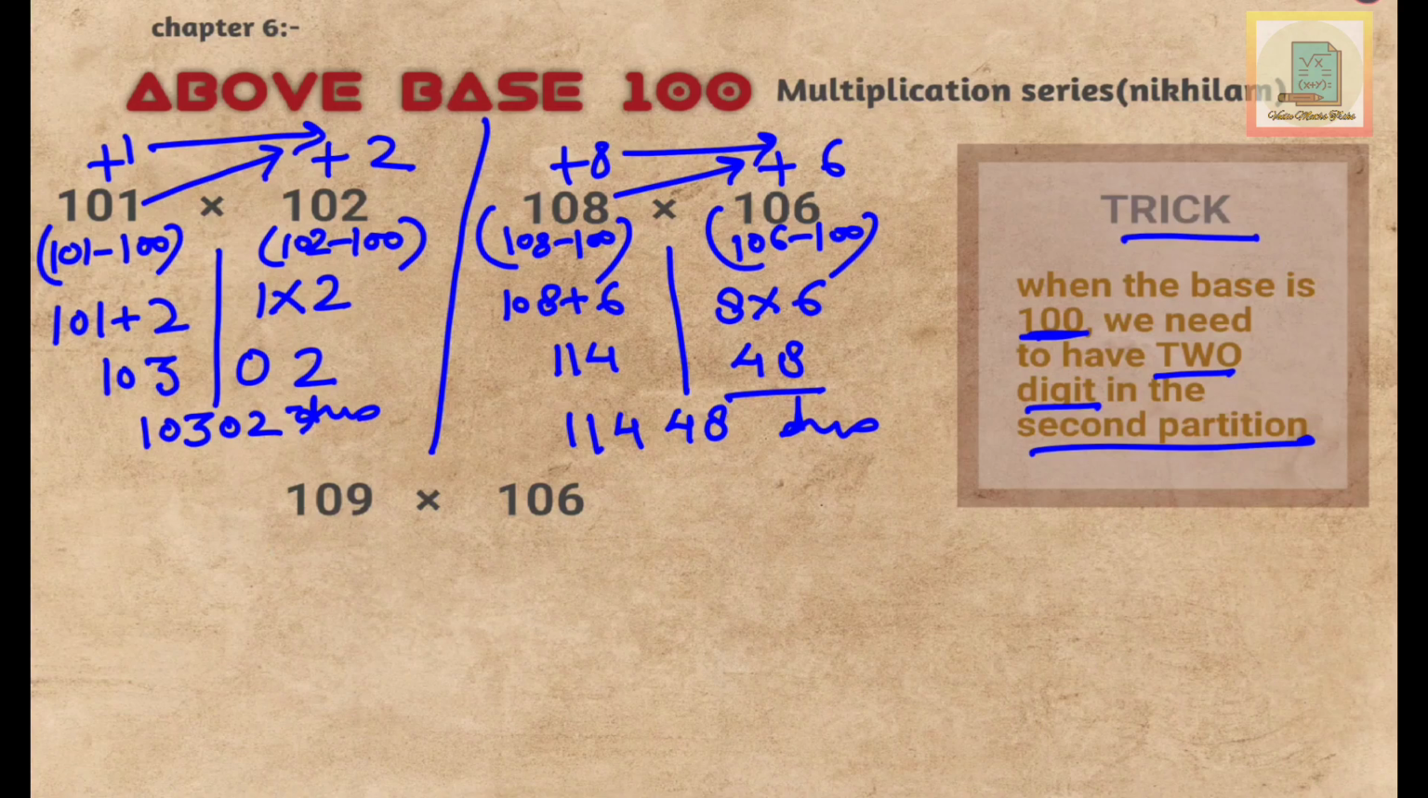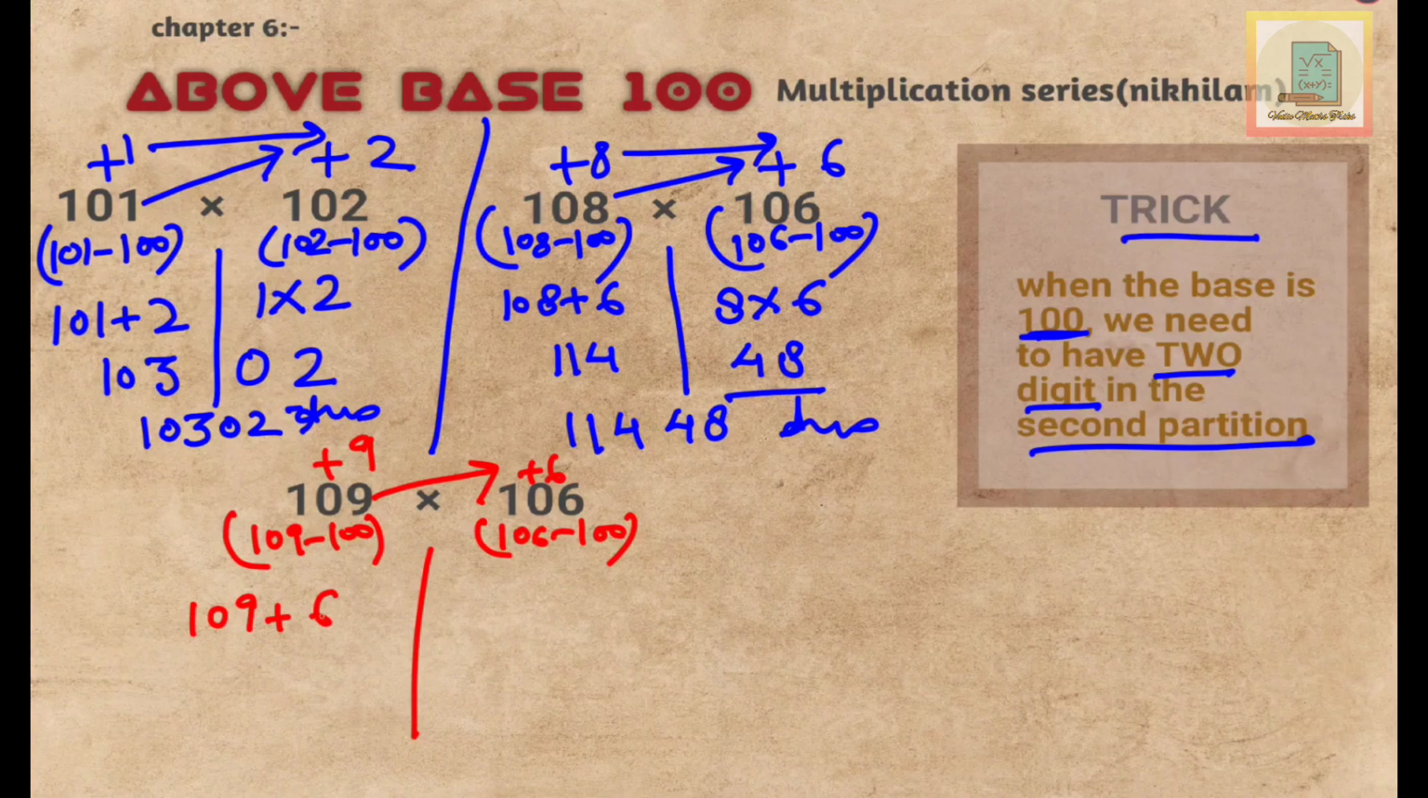Now 109 multiplied by 106. Find out the deviation. 109 minus 100 gives you plus 9 as deviation, and 106 minus 100 gives you plus 6 as deviation. Now make a partition. In the first partition, first number plus the second deviation, and in the second partition multiply the deviations. So 109 plus 6 gives you 115, and 9 multiplied by 6 gives you 54.